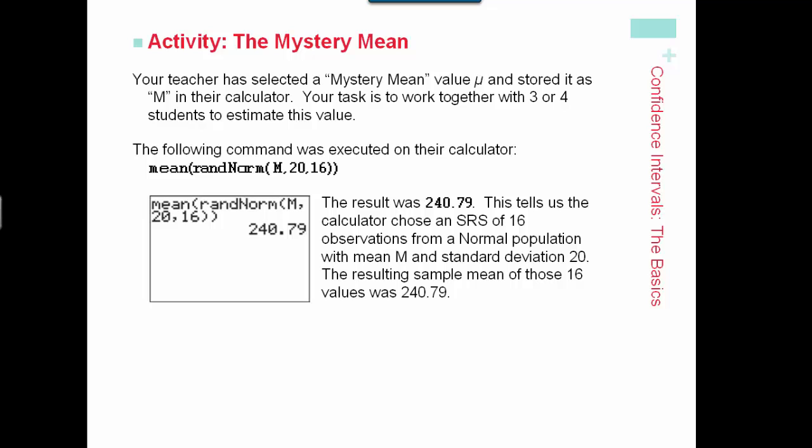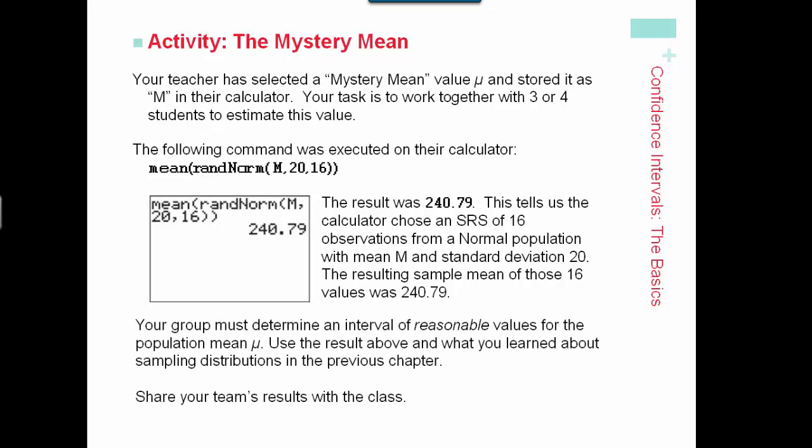The result was 240.79. This tells us that the calculator chose a simple random sample of 16 observations from a normal population with mean m and standard deviation 20. The resulting sample mean of those 16 values was 240.79. Your group must determine an interval of reasonable values for the population mean mu. Use the result above and what you learned about sample distributions in the previous chapter.